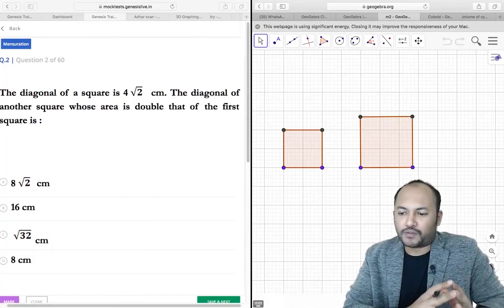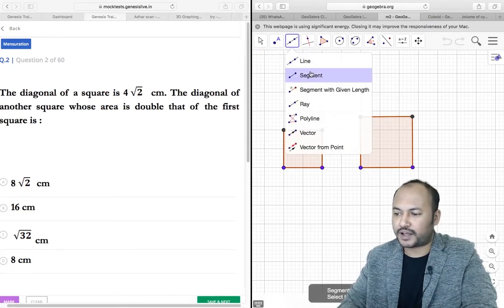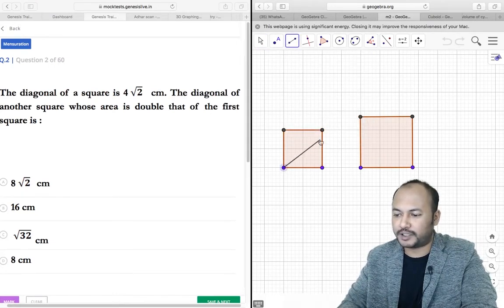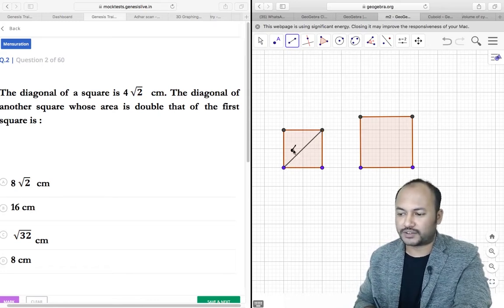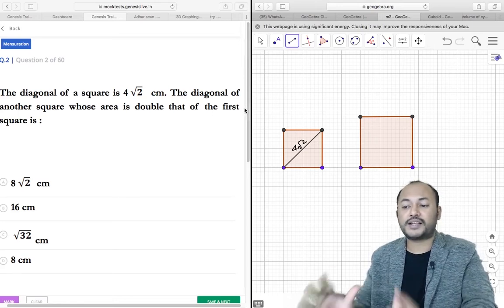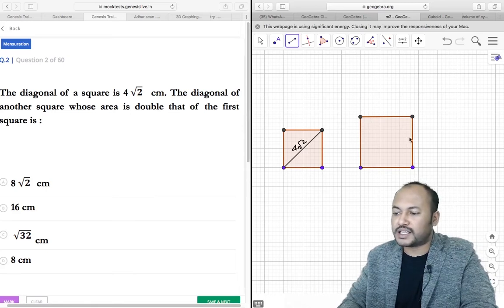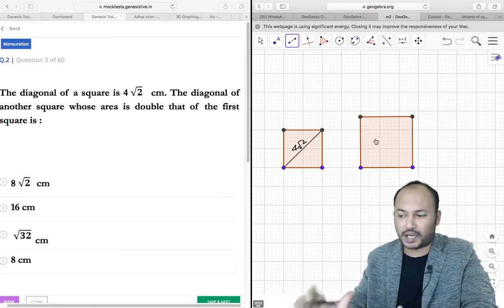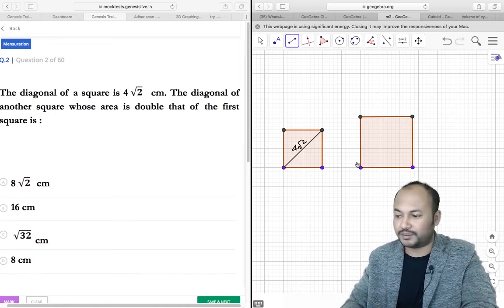The diagonal of a square is 4 root 2. Okay. The diagonal of a square is 4 root 2. For example, let me take this particular square. So this is 4 root 2. All right. That's what they're saying. Next, the diagonal of another square whose area is double that of the first square. So I've written another square here whose area is approximately double that of the first one. I mean, in the question it has to be accurate, but I'm talking about the diagram.